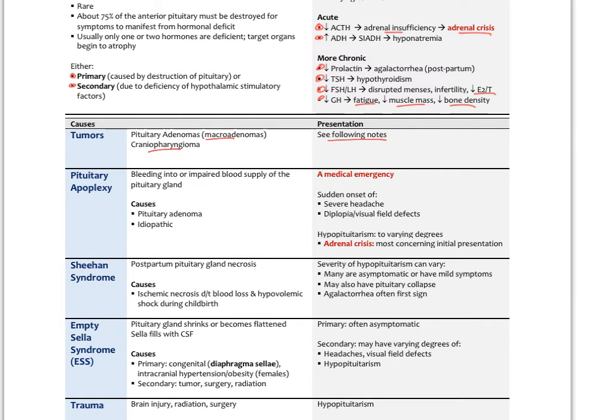Pituitary apoplexy would be bleeding into or an impaired blood supply of the pituitary gland, and that can happen with a tumor that can go necrotic in the center, and then it collapses the circulatory supply in the tumor. It can also be idiopathic.